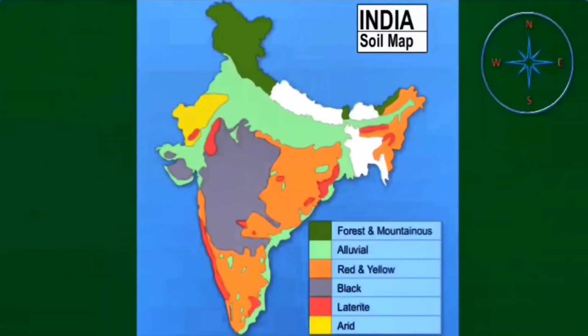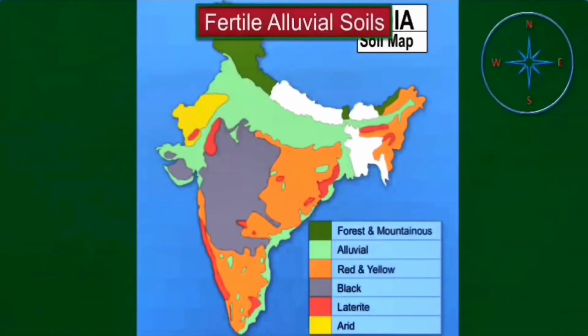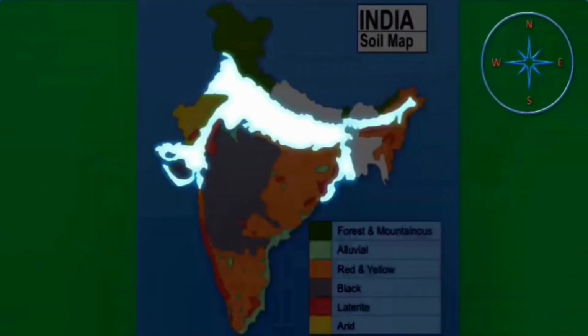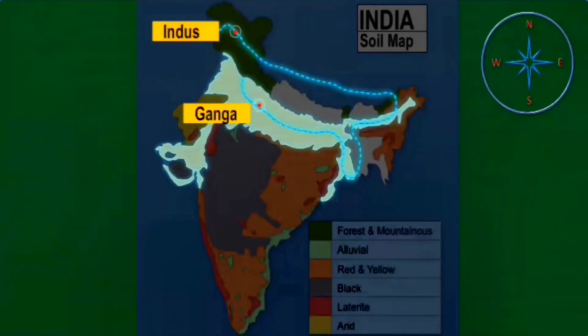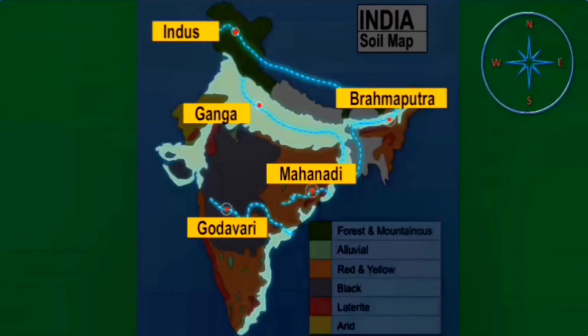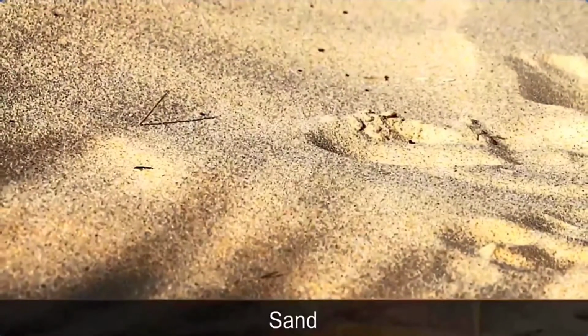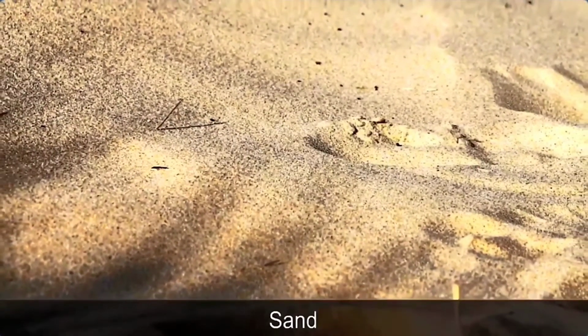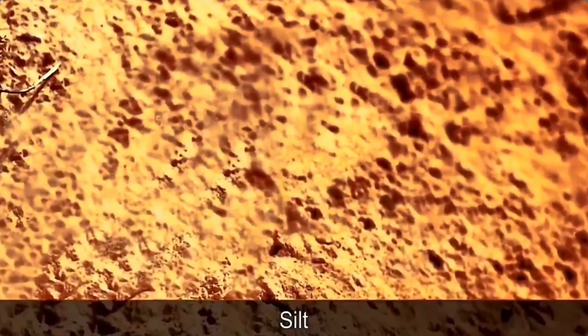Let's start with alluvial. The northern plains of India are made up of fertile alluvial soil, which extends from Gujarat and Rajasthan through a narrow route formed by the Indus, that is Satluj, the Ganga and the Brahmaputra rivers. Alluvial soil is also found in the eastern coastal plains and deltas of the Godavari, the Mahanadi, the Krishna and the Kaveri. Alluvial soil is a mixture of sand, silt and clay.